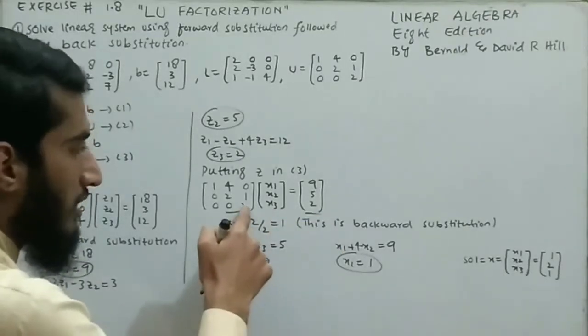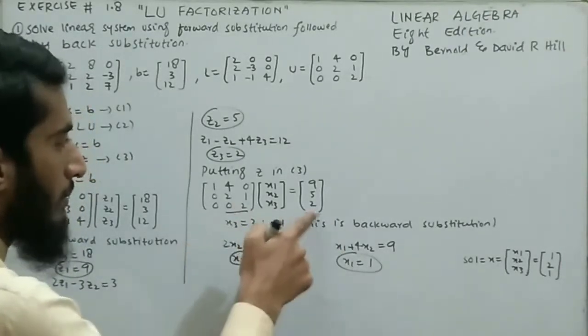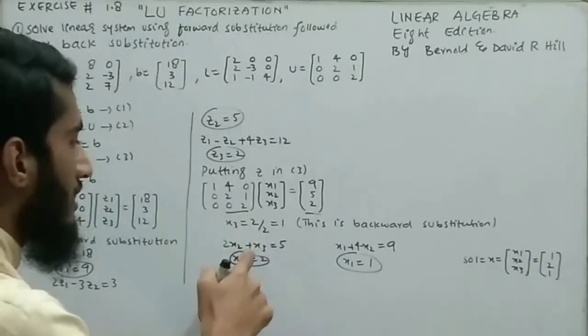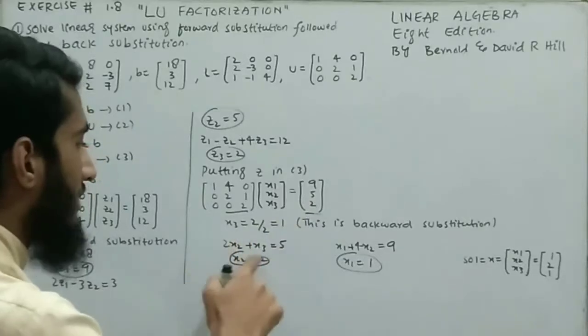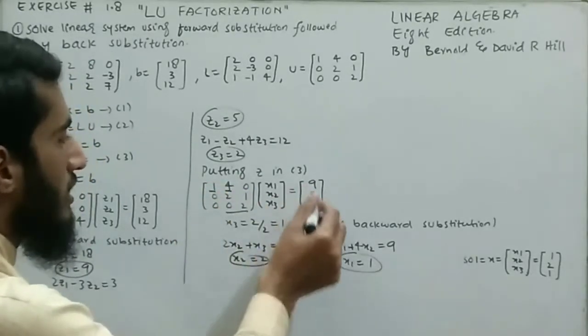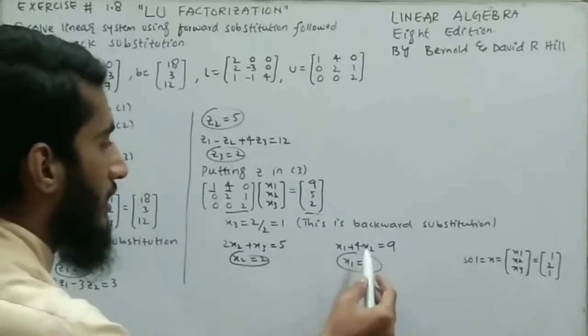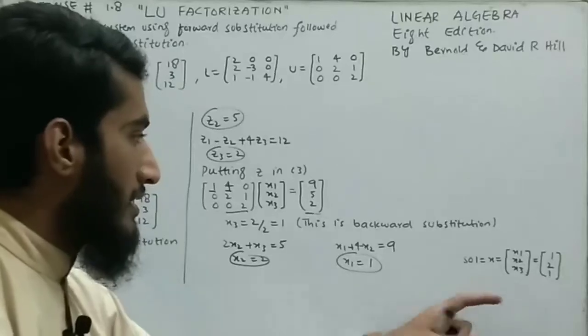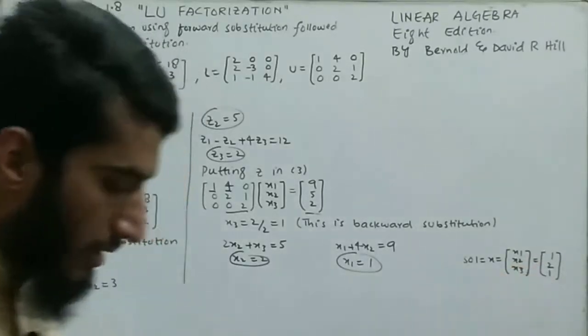So 2 times x3 will be 2, so x3 will be 1. Now 2 times x2 plus x3 will be equal to 5. By putting in x3, it will give us x2. Now in the first row we have x1 plus 4x2 is equal to 9. By putting in x2, it will give us x1. So my required solution to the given linear system is 1, 2, 1.